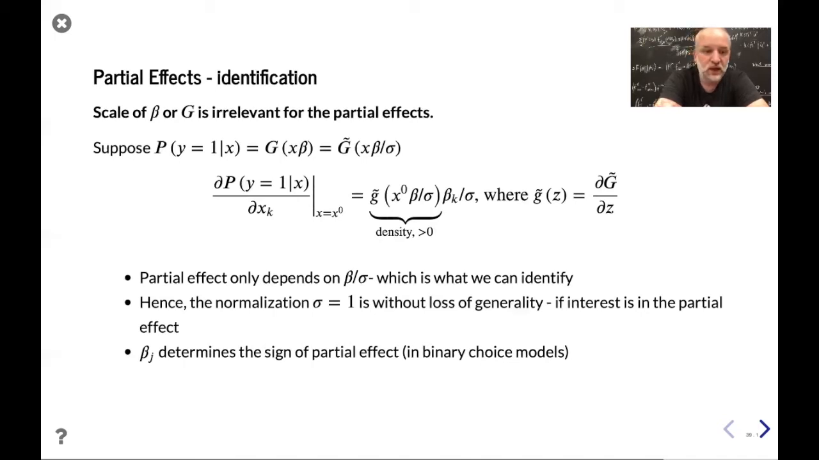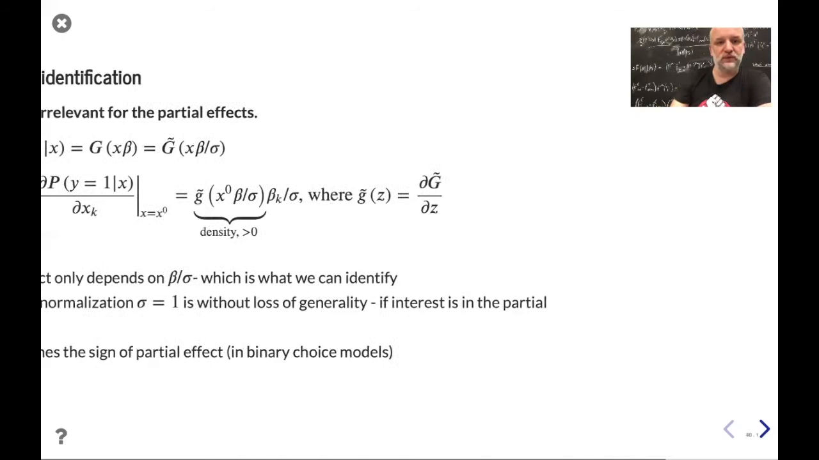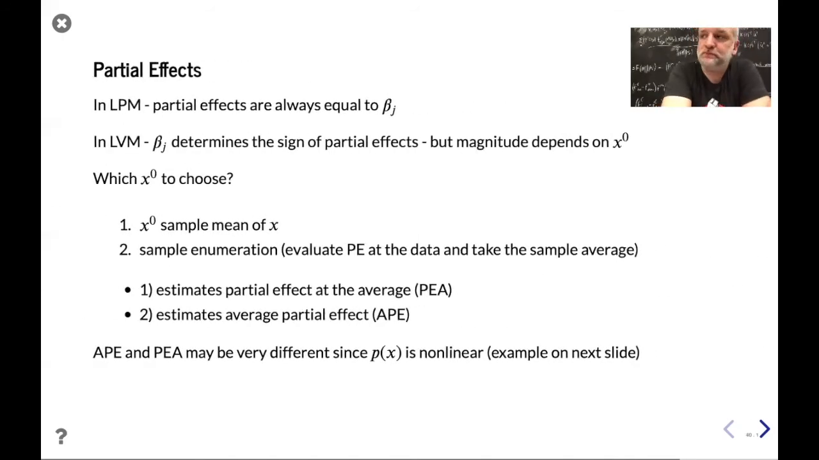So beta j determines the size of the partial effects in binary response models, because this part is always positive. That's something we need to keep in mind. In the linear probability model, the partial effect is always equal to beta j. This is a linear model: you differentiate x beta with respect to x and you get beta, so it doesn't depend on x. In the latent variable models, such as probit and logit, beta determines the sign of the partial effects, but not the magnitude. That depends on where you evaluate that partial effect.